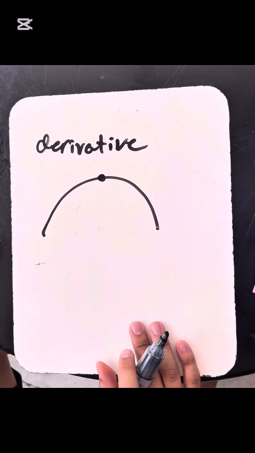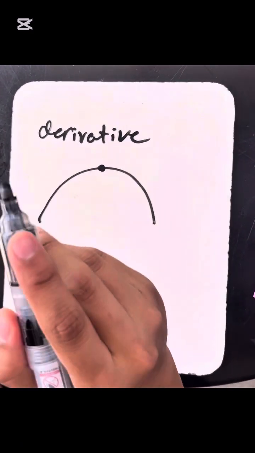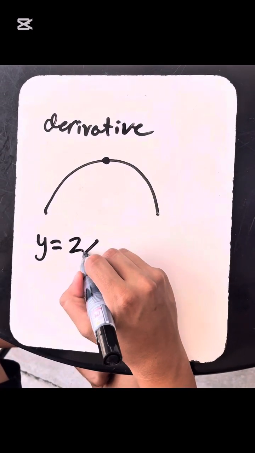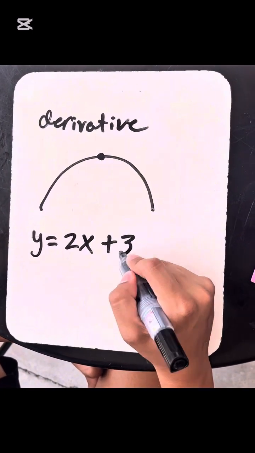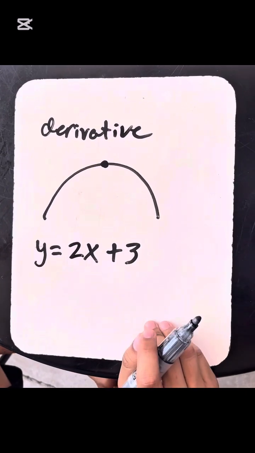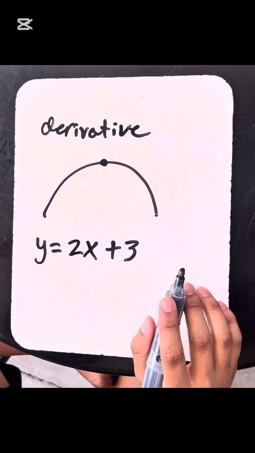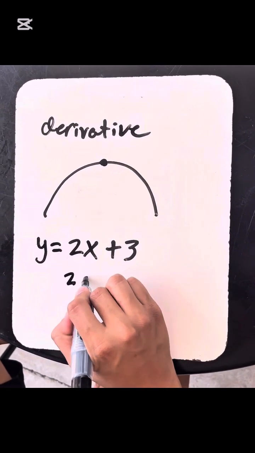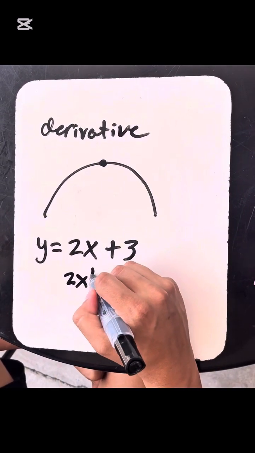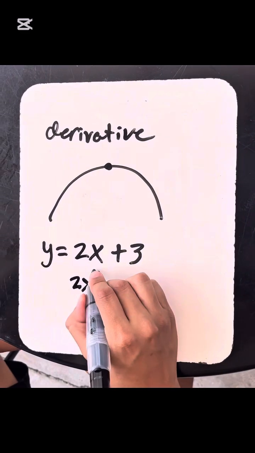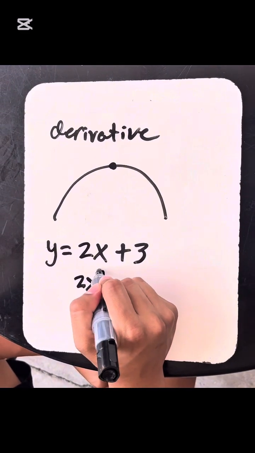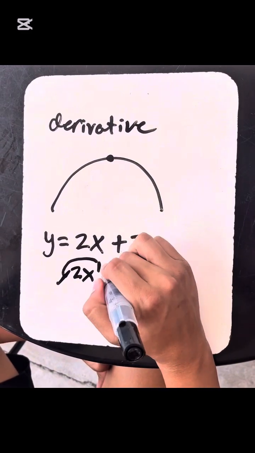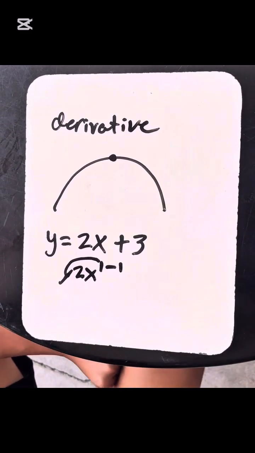So let's say I have this equation: y is equal to 2x plus 3. When we're asked to find the derivative, you need to use the power rule. So basically the power rule is as follows. We have 2x, and this is to the power of 1, right? So you gotta move the exponent in front and multiply it, and this one you also take as minus 1.